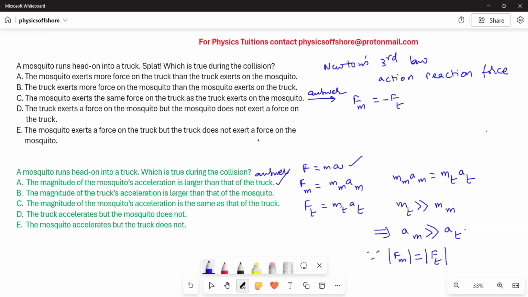So these two questions are based on Newton's laws, conceptual questions. Hope this helps.